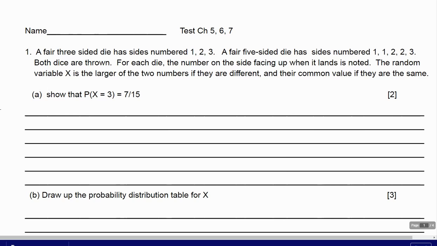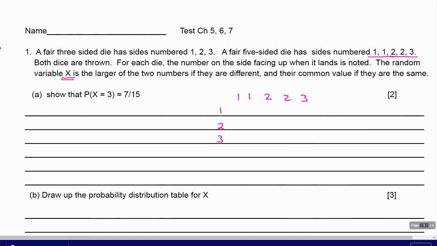Yeah, exactly. So let's say 1, 1, 2, 2, 3. That's this five-sided thing, okay? And then let's go down and we'll do 1, 2, 3. Now in this case, what I would do is write the X, because that's all we're really doing, right? So if these two numbers come up, what's the larger? Which number am I going to use?